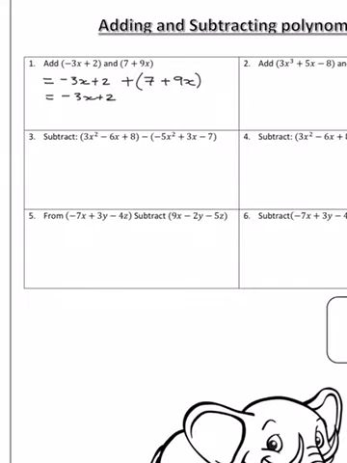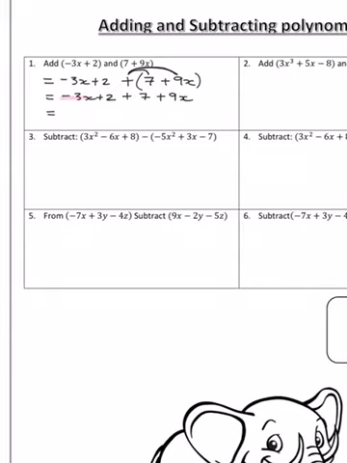Now look, there's a plus touching a bracket. We need to give that plus to each thing inside. But a plus times a positive is just positive 7, plus times a positive 9x is just positive 9x. So when you're adding, you don't have to worry about the brackets, because whatever's in the bracket will stay the same afterwards. Then we find our like terms.